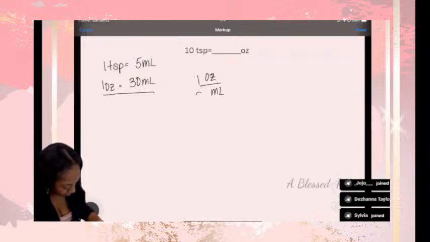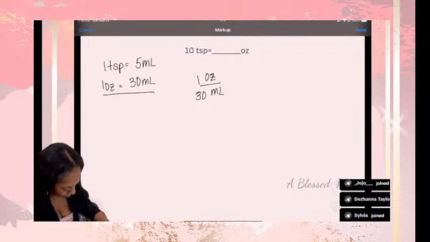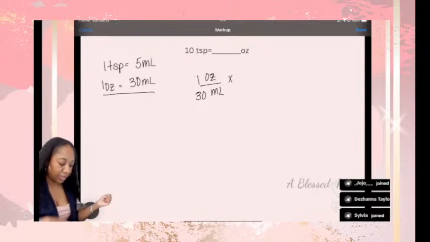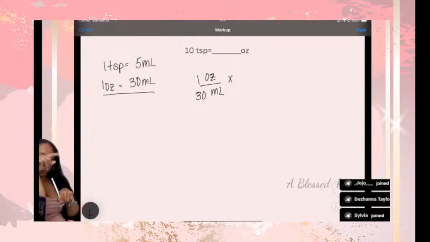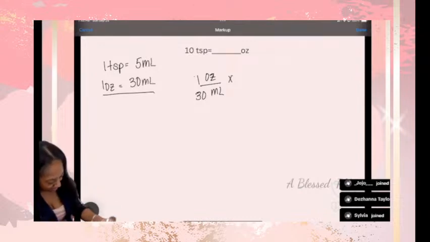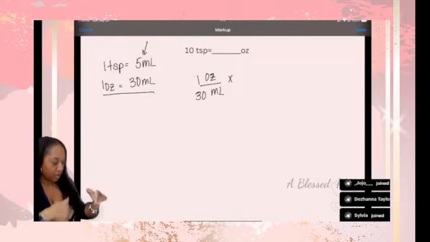That's going to be 30 milliliters, right? Okay. Now, looking back over here at my conversions, my fingers have disappeared. Hopefully you can see it. You see we have one that has milliliters in it too, right? Milliliters to teaspoons. So if we have milliliters at the bottom, we want to put milliliters at the top so that the milliliters will cross out, okay?